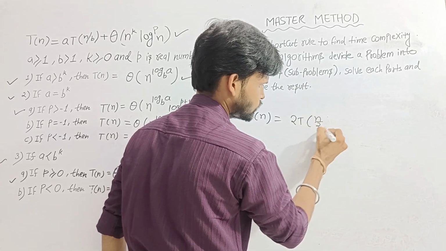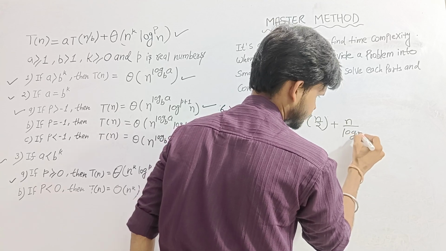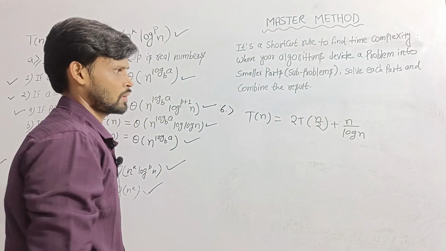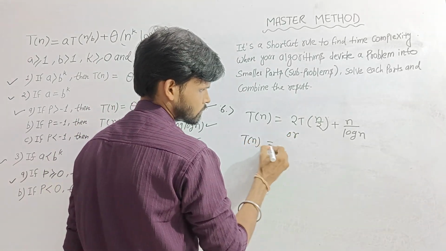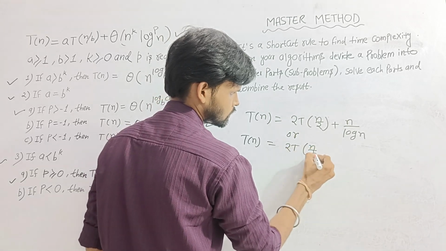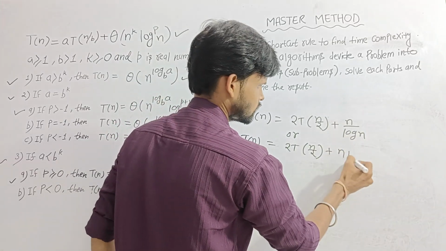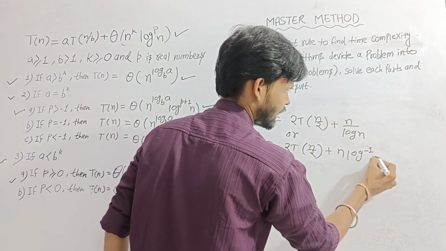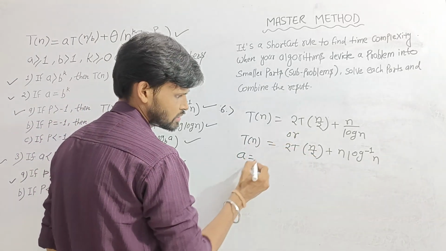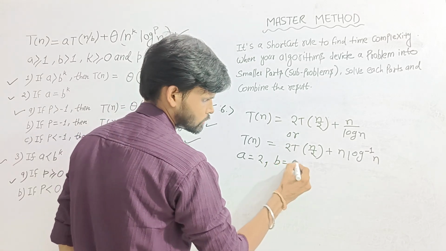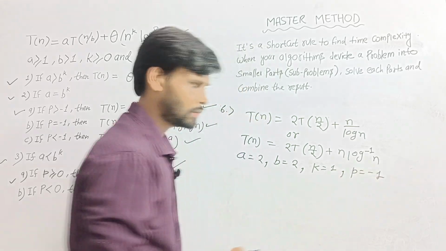T(n) = 2T(n/2) + n/log n. First we will have to convert it like this: T(n) = 2T(n/2) + n log^-1 n. Both are the same. So just find the parameters: a = 2, b = 2, k = 1 and p = -1.